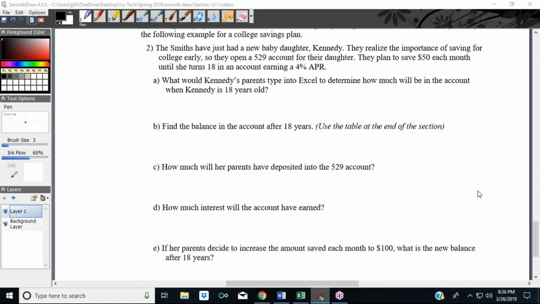$4,979.62. Perfect. So it says if her parents decide to increase the amount they saved each month to $100, what is the new balance? So we're just going to look on the chart, and it looks like the new balance is going to be $31,559 and 24 cents. So that $100, it about doubled it, didn't it?